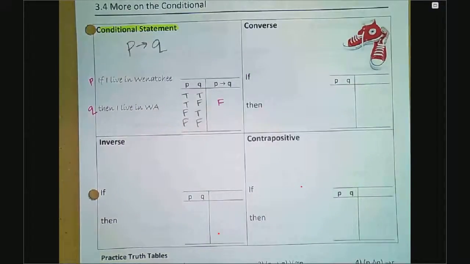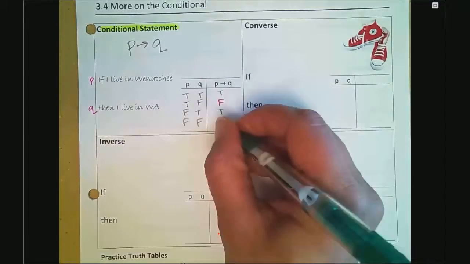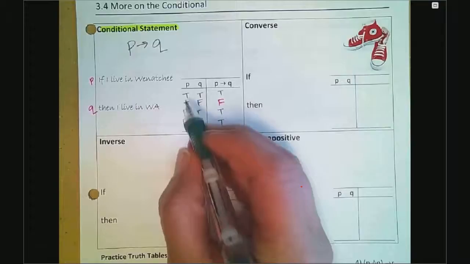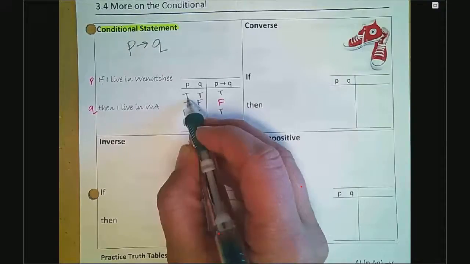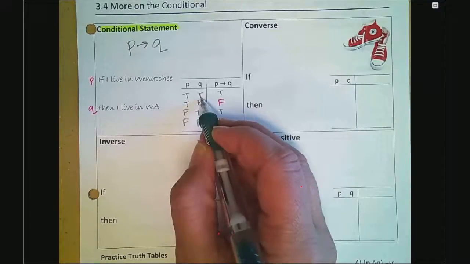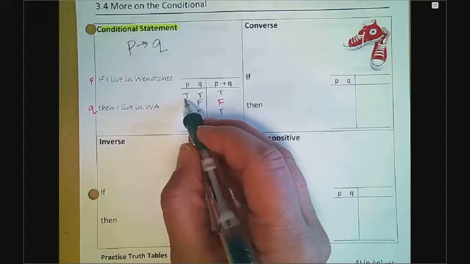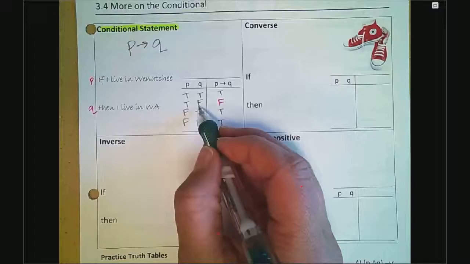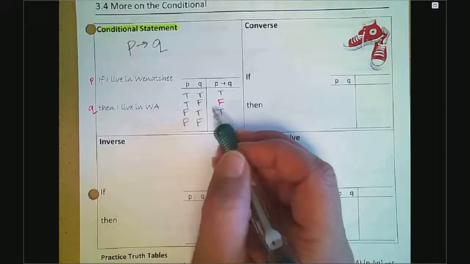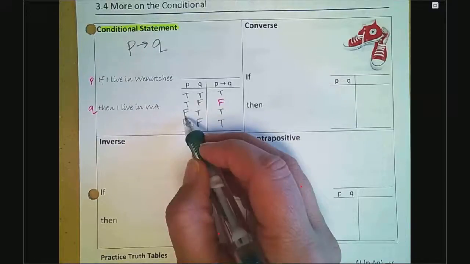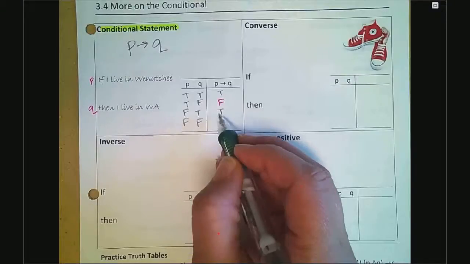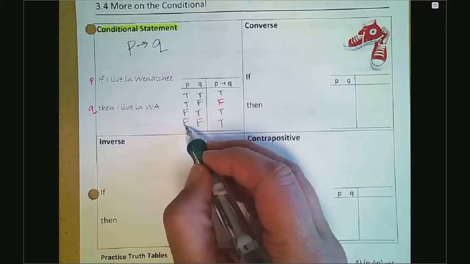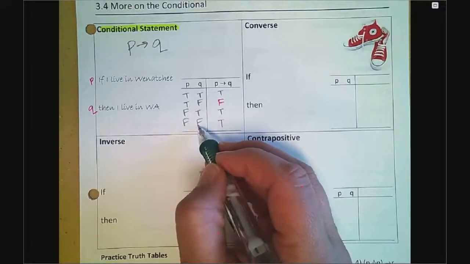If I get elected mayor, then everybody gets a puppy. I got elected, you got a puppy. I got elected, you didn't get a puppy, I lied. I did not get elected, but you got a puppy anyway, I'm still not a liar. I did not get elected, you didn't get a puppy, I still didn't lie. So that is our conditional statement, P implies Q.